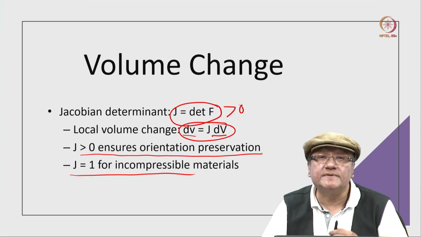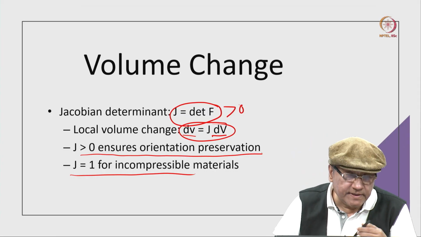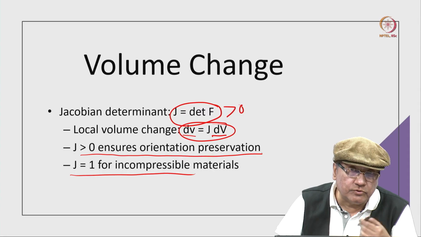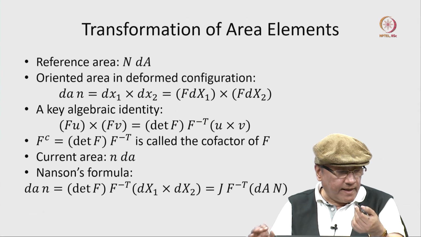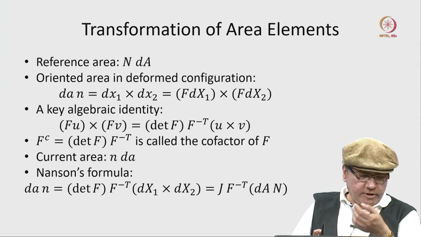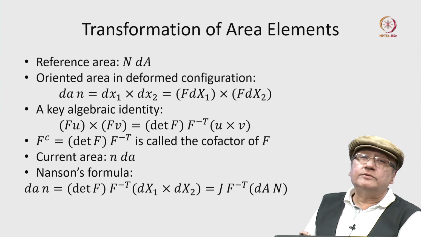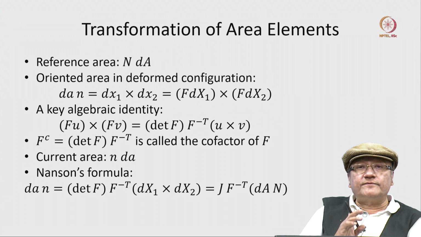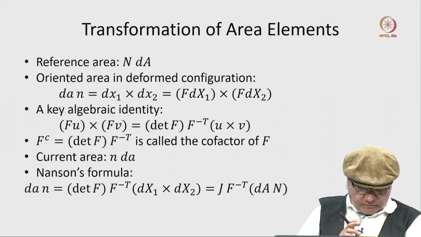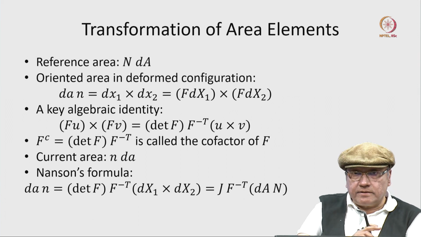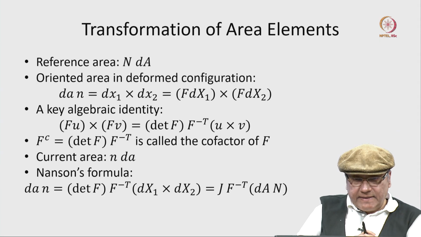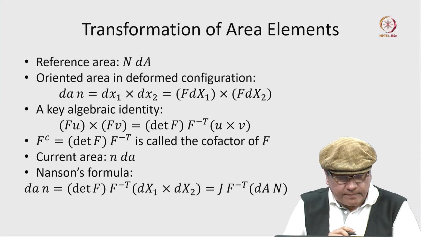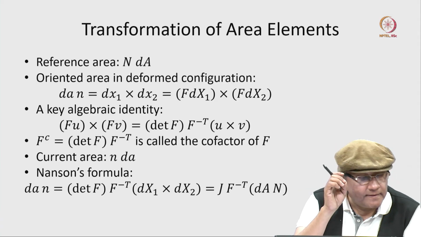These are sometimes called hyperelastic materials. I mean, these are examples of hyperelastic, but we do not talk about hyperelasticity here. Now, we come to the issue of transformation of area, because we have talked of transformation of lines under deformation, transformation of volume. Now, we come to the transformation of area. This is slightly subtler.